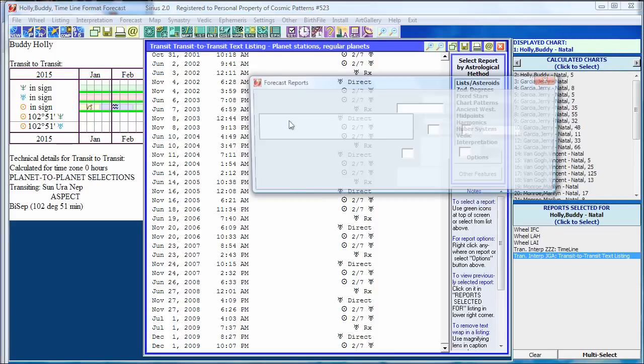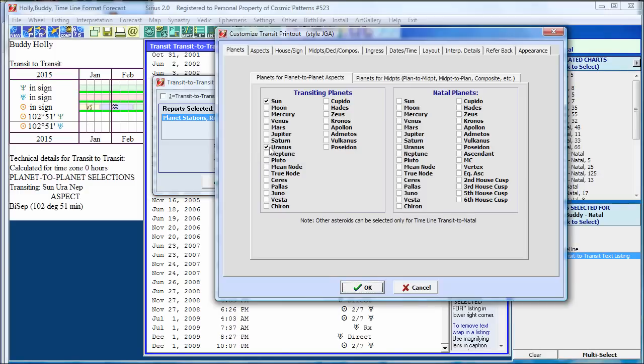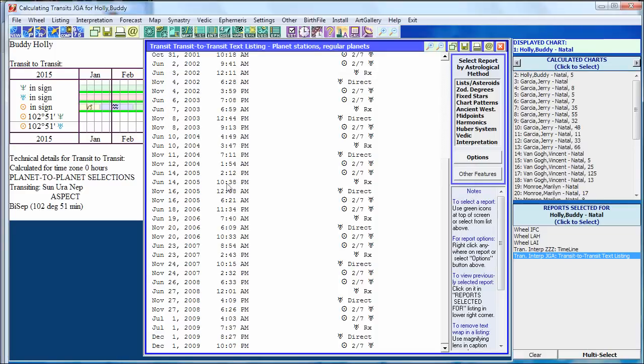And if I right-click and change the settings, if I go to Customize, and I do the same thing for Neptune, and click OK, just so it doesn't get confusing, it's nice to just look at one planet at a time. Even though Neptune is farther away from the Sun than Uranus, we're going to see that it's also just within a few days.